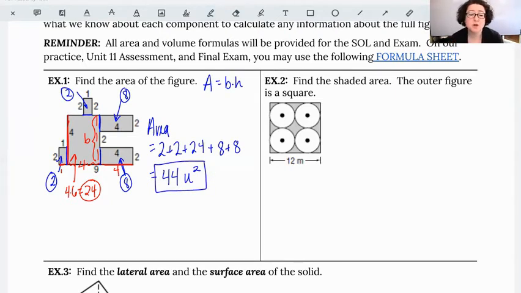Okay, composite figures could also be thinking about leftover pieces. So in example 2, you'll notice we have one figure on the outside and we have some smaller circles on the inside. And our goal is to find the shaded area.